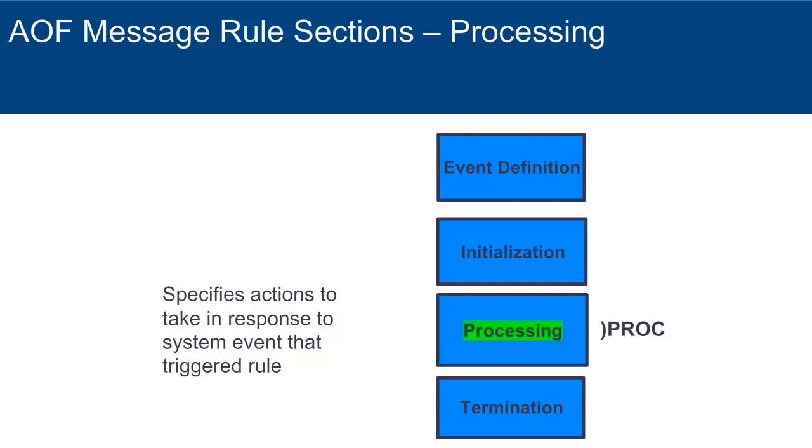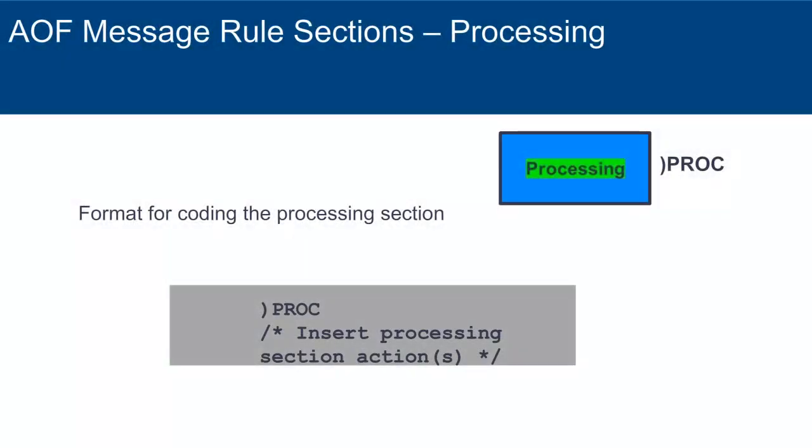The processing section of a message rule specifies the actions the rule initiates in response to the AOF detecting the system event that is defined in the event definition section of the rule. The processing section is optional. If included, it always follows the event definition section and the initialization section if it exists. This section runs synchronously in the address space where the system event occurred. No other processing can occur in that address space until AOF processing has completed. This is the format for coding the processing section.